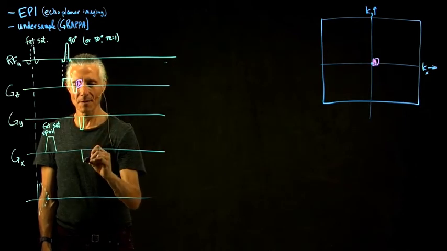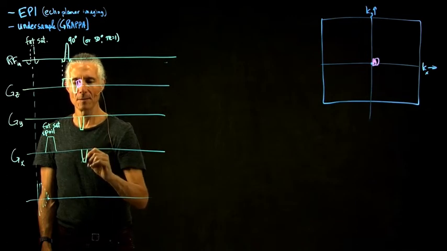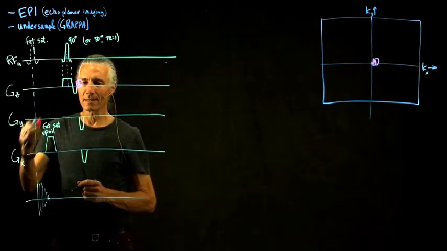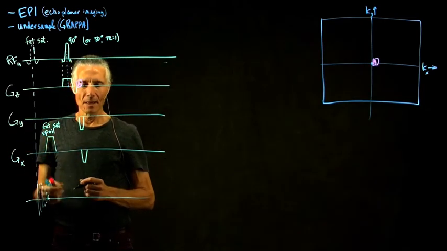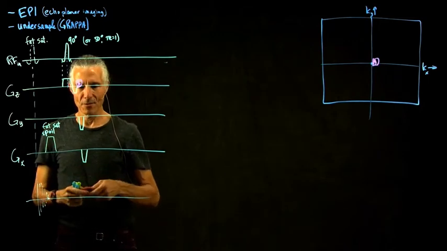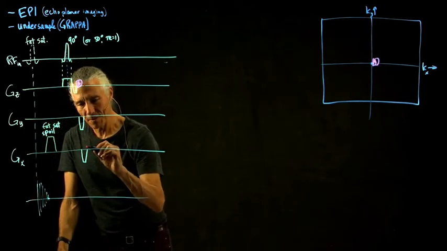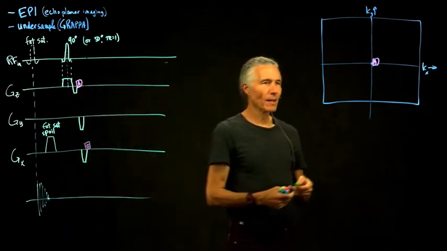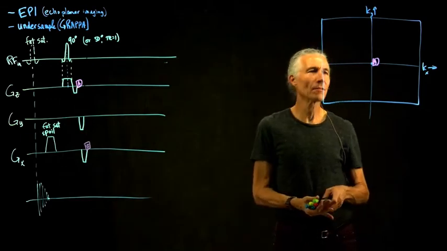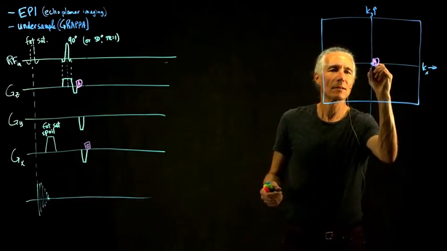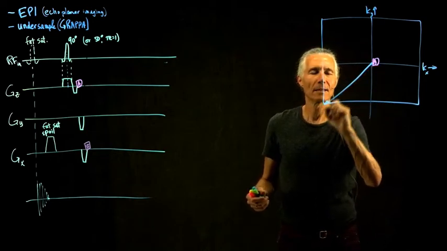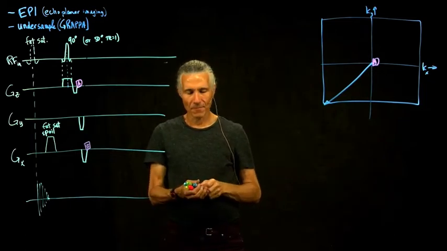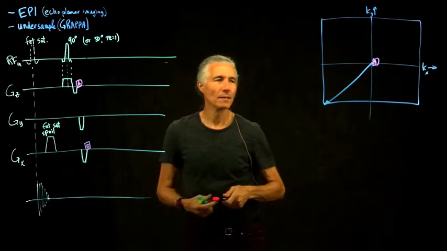So here's the far left side of k-space. We turn on both the x and the y gradients at the same time. And so what does that do? That puts us at point B. If we turn them on both at the same time, we're going to go down to the corner of k-space like that. That will put us at point B.